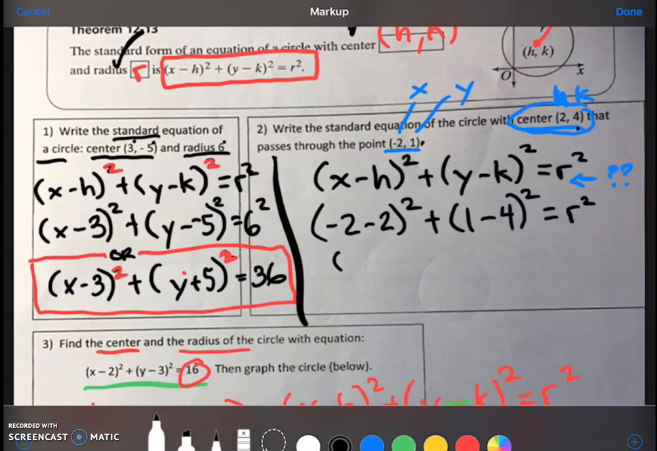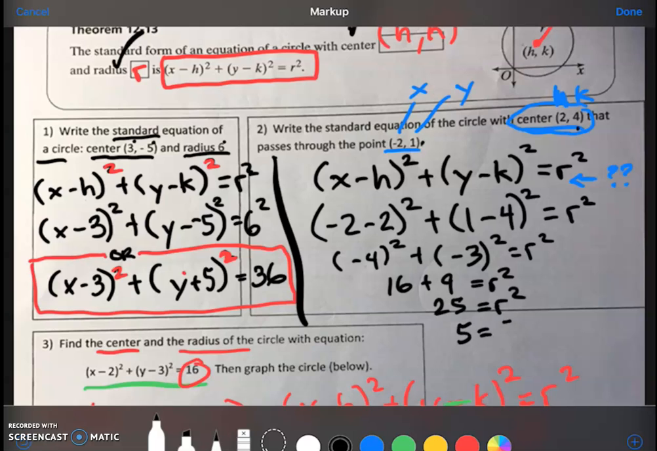So -2 minus 2 is -4. We'll square that. Plus 1 minus 4 is -3. Just doing the math here. Negative 4 squared is +16. 3 times 3 is 9. That's 25 is r squared. So the radius is 5.